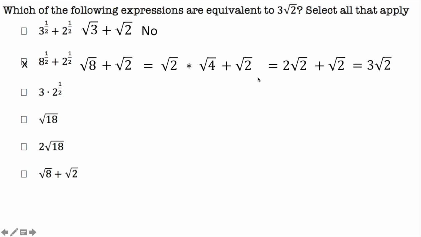Next one, we have 3 times 2 raised to the 1/2, so we're going to switch 2 to the 1/2 to the square root of 2. And if we're multiplying the square root of 2 times 3, that turns into our 3 square root of 2 that we're trying to match. So yes, that's also an option.